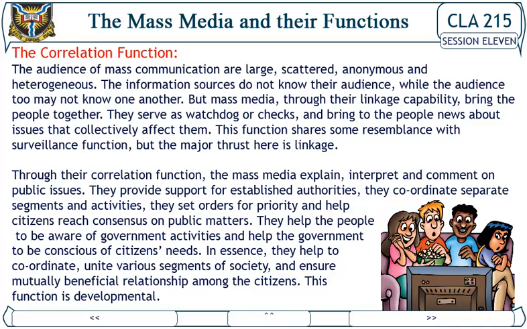Through their correlation function, the mass media explain, interpret, and comment on public issues. They provide support for established authorities. They coordinate separate segments and activities. They set orders of priority and help citizens reach consensus on public matters. They help the people to be aware of government activities and help the government to be conscious of citizens' needs. In essence, they help to coordinate and unite various segments of society, and ensure mutually beneficial relationships amongst the citizens.